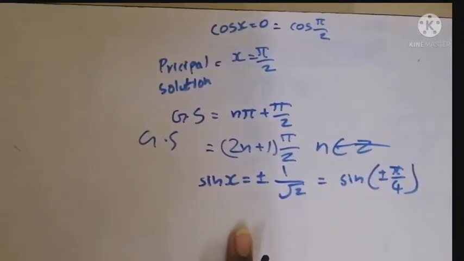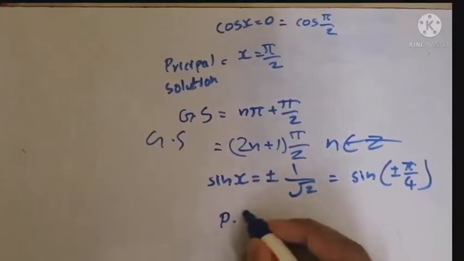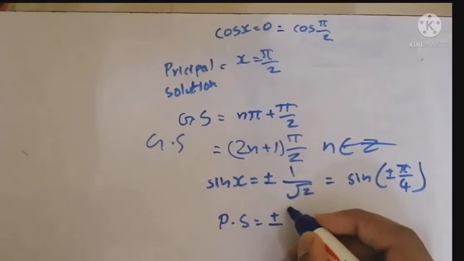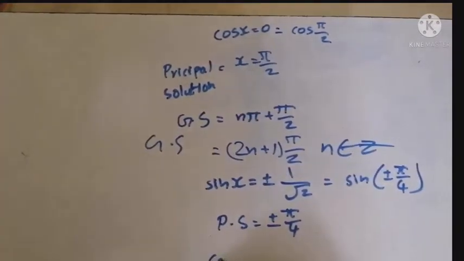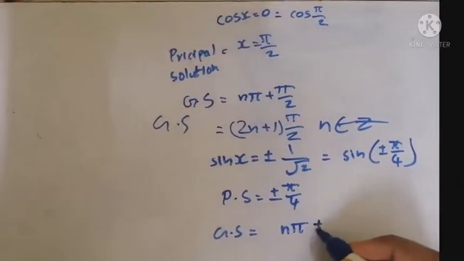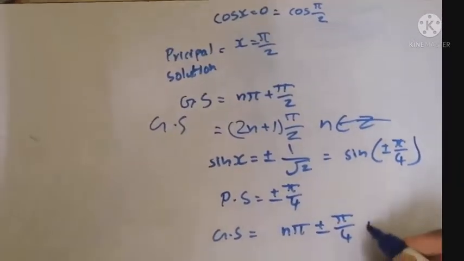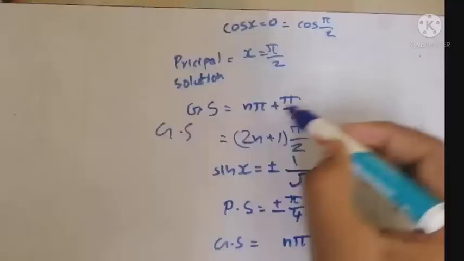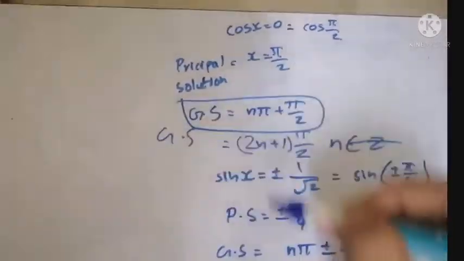That means sin is plus or minus. By seeing this, the principal solution is equal to plus or minus pi by 4. Now the general solution is n pi plus or minus pi by 4, where n belongs to Z. So these both are the general solutions for the given equation.